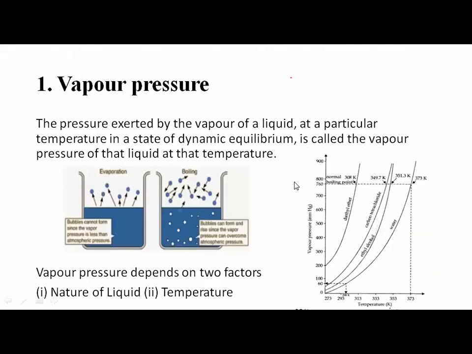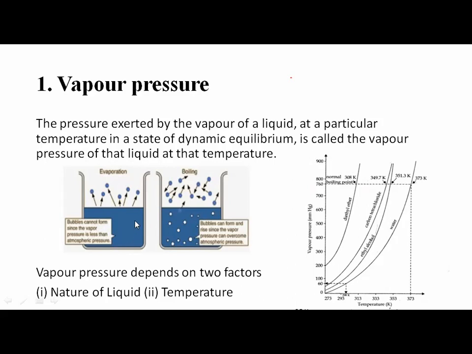Now, what do we mean by vapor pressure? The pressure exerted by the vapor of a liquid at a particular temperature in a state of dynamic equilibrium is called vapor pressure. Now, you can see here, suppose you are boiling this liquid. Bubbles cannot be formed since this is just evaporation. This is evaporation, this is boiling. When evaporation is occurring, it is a surface phenomenon. Yes, bubbles will not be formed here.